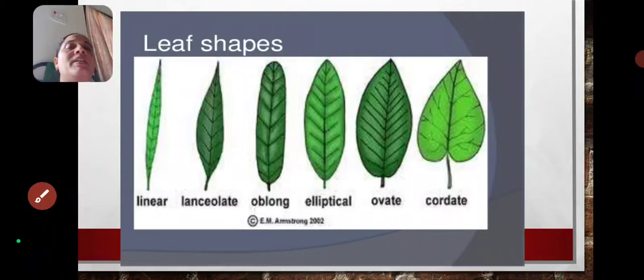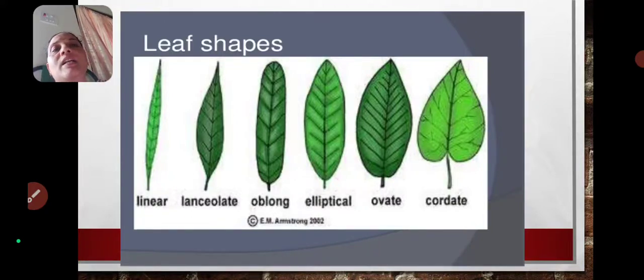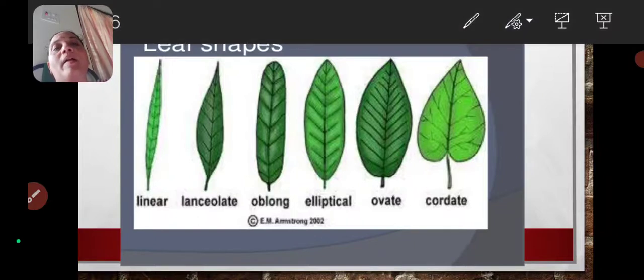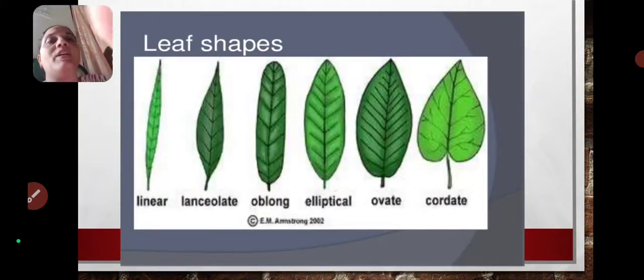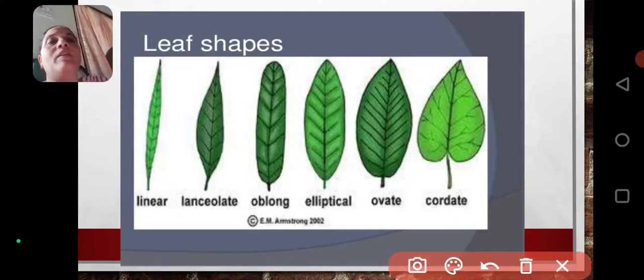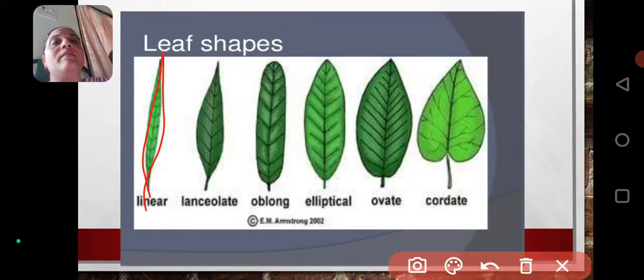The leaf shape is, here are the margins, here there are no margins. Here are the leaf shapes: this is a linear leaf shape and this is a lanceolate. These are the leaf shapes. Linear: both ends are very sharp in the linear leaf shape, and this is a lanceolate.